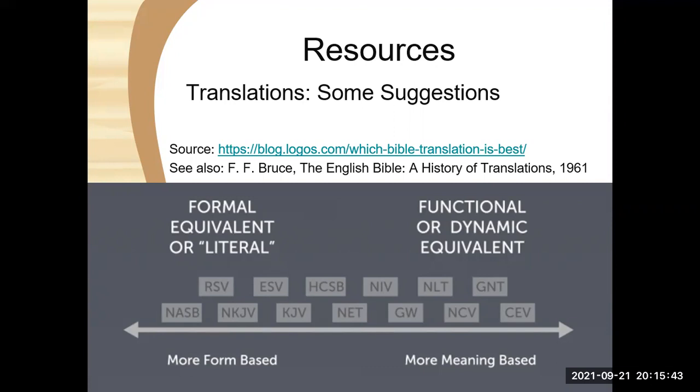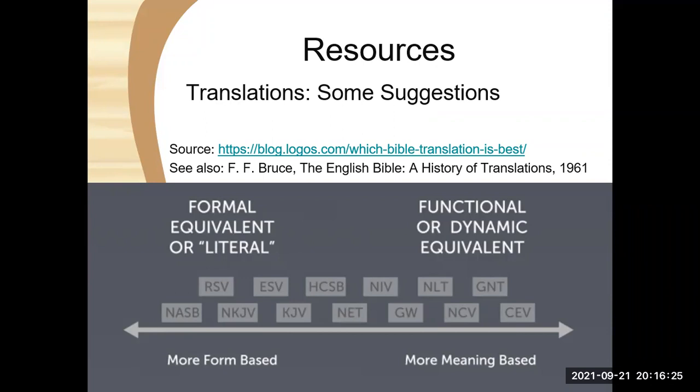It also goes a lot more into detail about the history of the translations and which translations are good for what different uses. So if you look on there, the formal equivalent or literal ones versus the functional or dynamic equivalent. So you have like your New American Standard, your NASB is way on the literal. You have RSV is over there. King James is pretty far over there as well. The NIV is pretty dead center in that. And then you have things like the New Living Translation being farther over to your dynamic side.